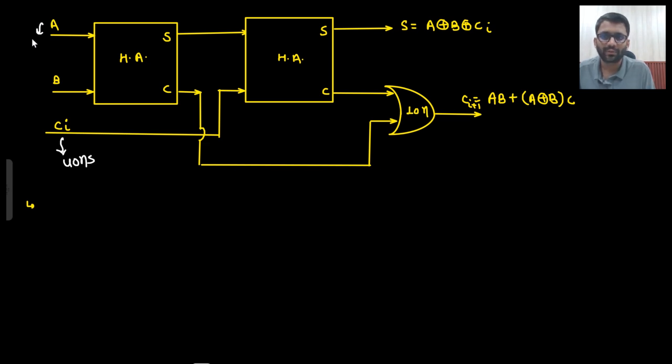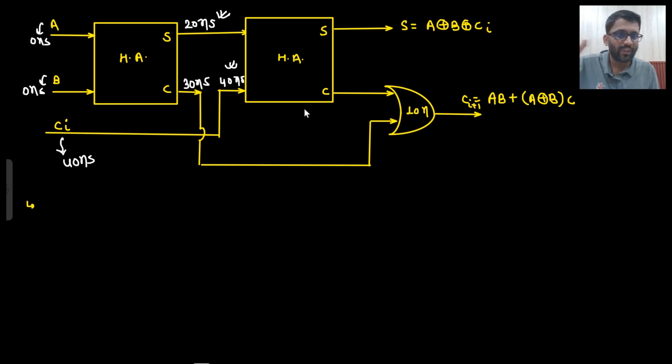Now this is stable at t equals 0 nanosecond, and this is also stable at t equals 0 nanosecond. The inputs of the first adder are stable at t equals 0, so it can give the output now. So the sum will be stable at 20 nanoseconds and carry will be stable at 30 nanoseconds. Now the input of this became stable at 40 nanoseconds. One input of this half adder became stable at 20 nanoseconds, but the other input became stable at 40 nanoseconds. So they both will go after 40 nanoseconds, because this one will have to wait for the other.